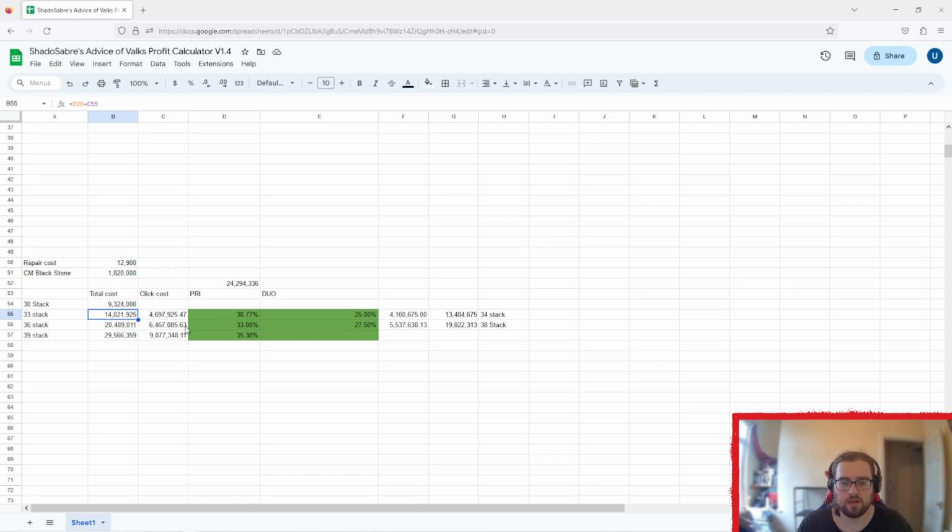So then after you've made a 34 stack, you've got a 27.5% chance to get a success and lose your stack. So then you basically, again, this is all just using the same math.